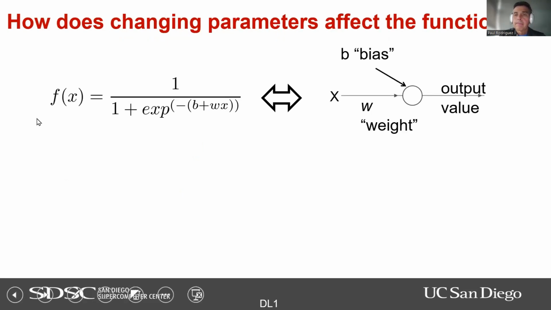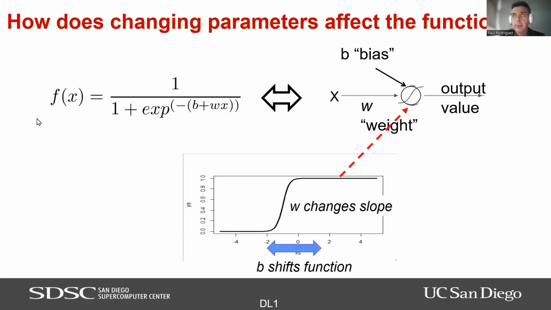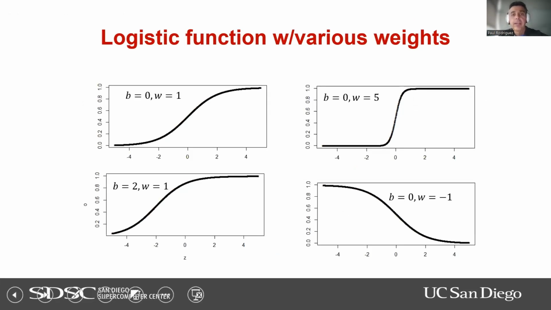Okay, let's think about this again. Here I just wrote the equation, and we have a graph. If you think about the way parameters can affect this, in general, the b parameter, the bias, shifts the curve, and the weight parameter can change the slope. So just by changing b and w, we can get a lot of different variations on what this function looks like. So this is just a few variations.